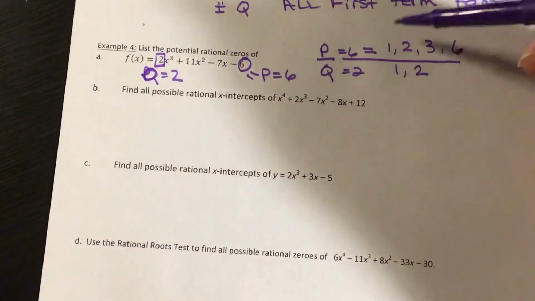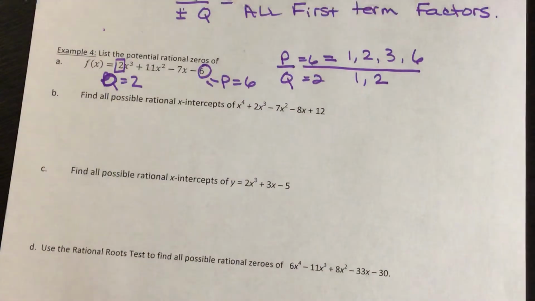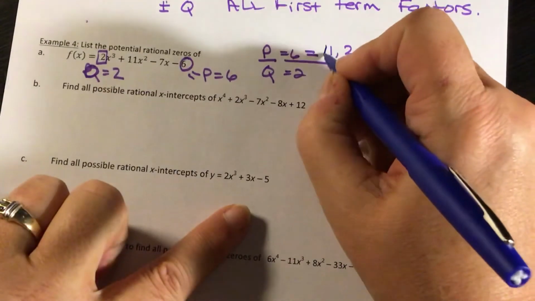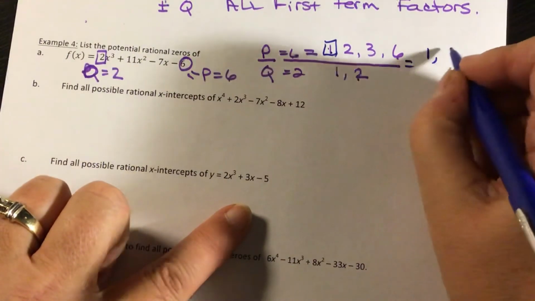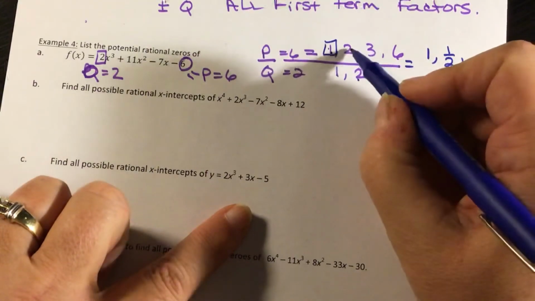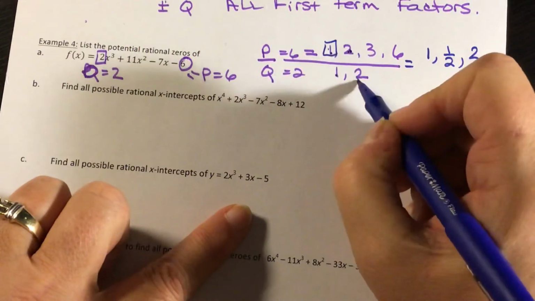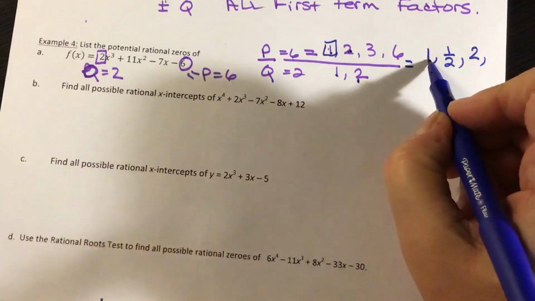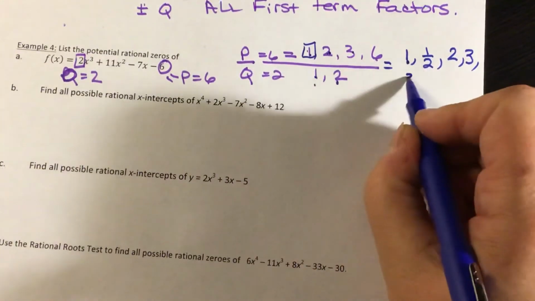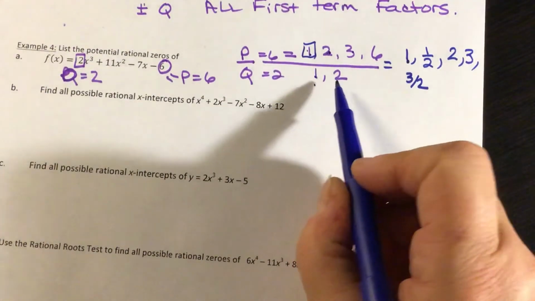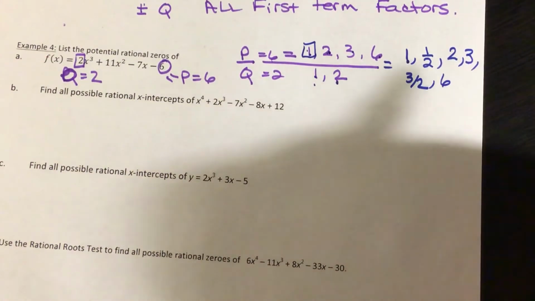Now I'm going to make as many rational numbers from these sets of numbers that I can. So if I start with 1, I have 1 over 1, which is 1. I have 1 over 2, which is 1/2. Now I can go to the next one. I have 2 over 1, which is 2. And 2 over 2, which I already have, is 1. Then I have 3 over 1, which is 3, and 3 over 2 is 3/2. And then I go to 6. 6 over 1 is 6, and 6 over 2 is 3.